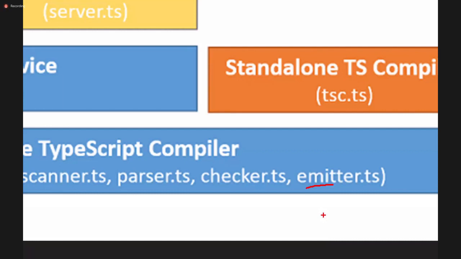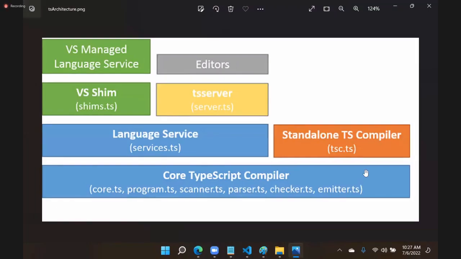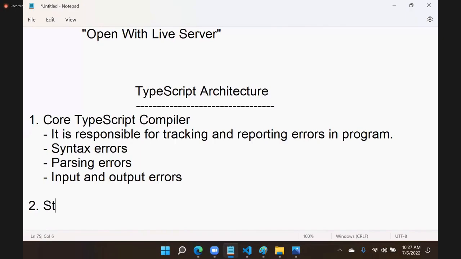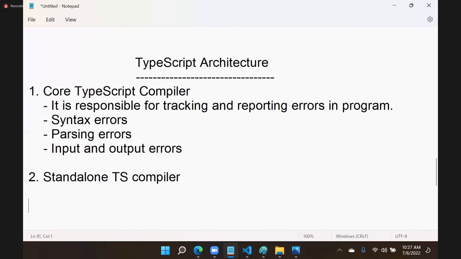Because a scanner is responsible for reading the input activities. That is the compiler. Inside the compiler, so much is there. These are all responsible for doing various tasks. Then why do you have another compiler? There is another compiler called the standalone TS compiler. What is the responsibility of this standalone compiler? Why do you need two compilers?